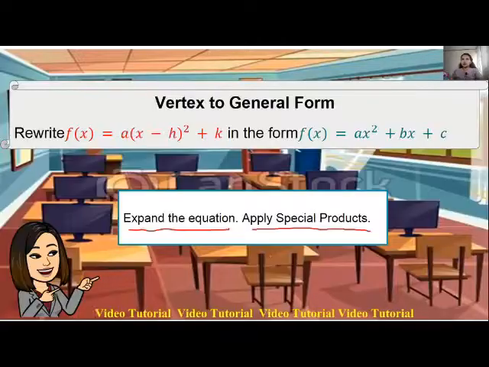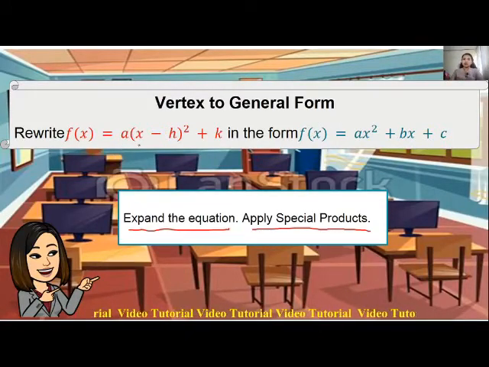So now let us proceed with our next lesson on vertex to general form. So a while ago we have general to vertex form, and on this part it's vice versa, which is from vertex to general form. So let's say that the given is the h, k, and then we have to find ax squared plus bx plus c.